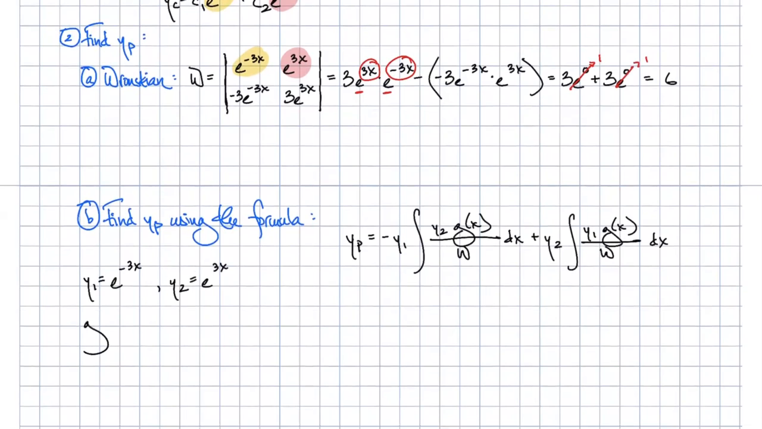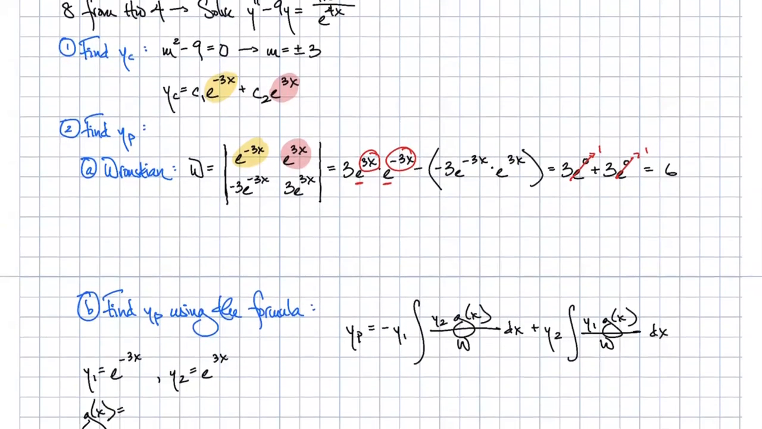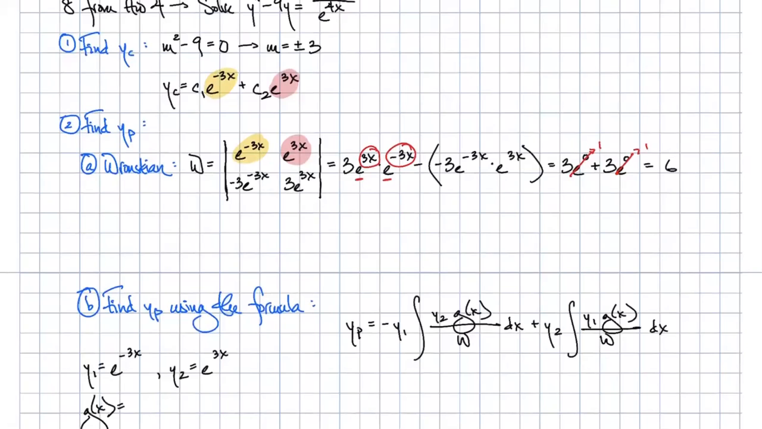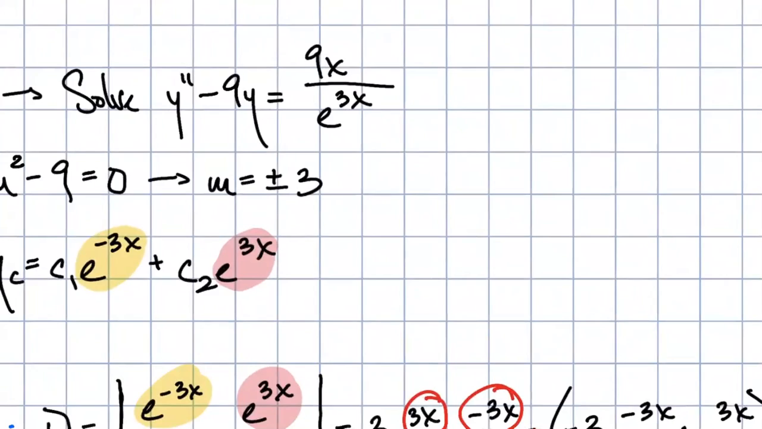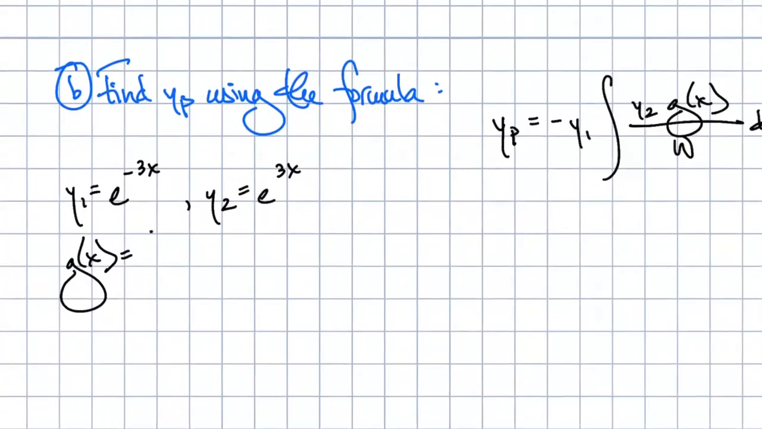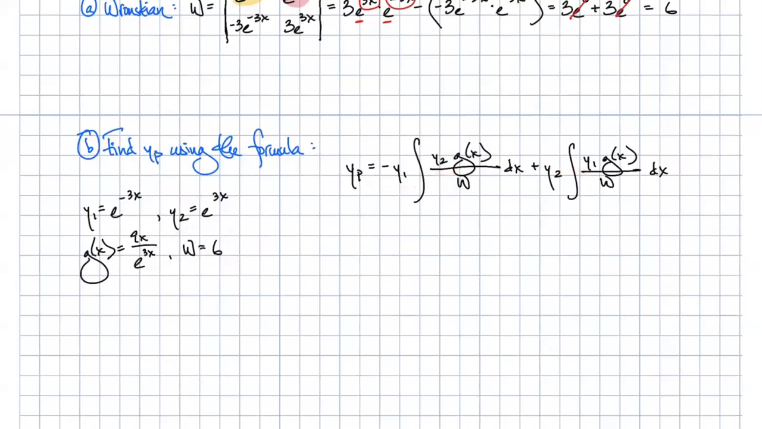I said that my g of x is going to be whatever's on the other side that makes it non-homogeneous. So 9x over e to the 4x. Oh, that's a 3x, I'm sorry. So our g of x is simply from the other side: 9x over e to the 3x. And our Wronskian is 6. Now notice if you chose your y1 and your y2 differently, like you swapped these, that would give you a different sign for your Wronskian, but you're also plugging in things in opposite places in the formula. So all of that should take care of the fact that you got a different sign along the way.